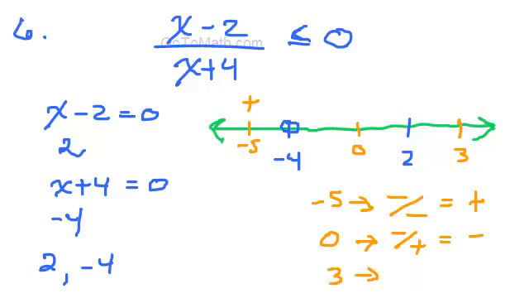So we get a positive over a positive, and that's going to give us a positive number. A positive number divided by a positive number, you get a positive number. And I guess I should have been writing this up here.